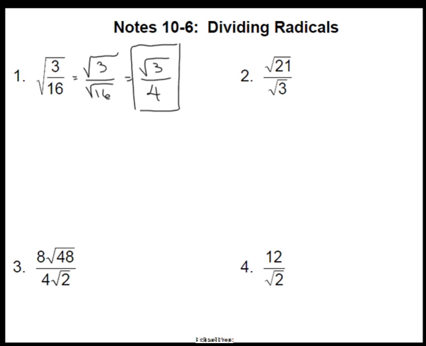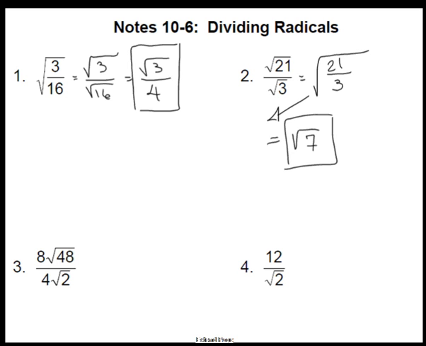Now looking here at number 2, I have the square root of 21 over the square root of 3. Kind of like in number 1, where I separated them out as two separate radicals, I can take the two separate radicals and rewrite this as the square root of 21 over 3. I do that because I know that 3 goes into 21 nice and pretty. So therefore I now have the square root of 7, and number 2 has been simplified.